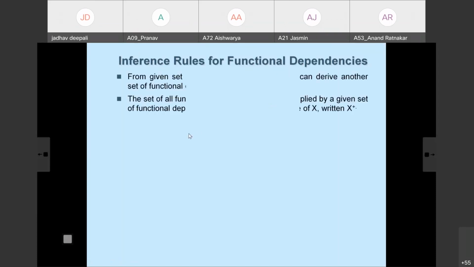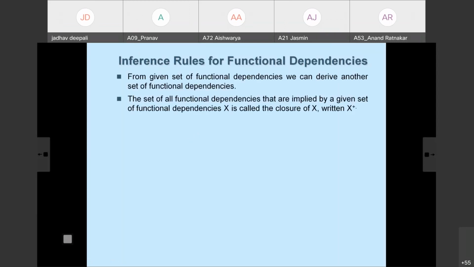Next part is inference rules for functional dependencies, that we are going to see now. So what is an inference rule? From the given set of functional dependencies, we can derive another set of functional dependencies. Suppose 3 to 4, 5 functional dependencies are given. Then from those functional dependencies, we can derive another set of functional dependencies. A set of all functional dependencies that are implied by or derived from a given set of functional dependencies X is called the closure of X.